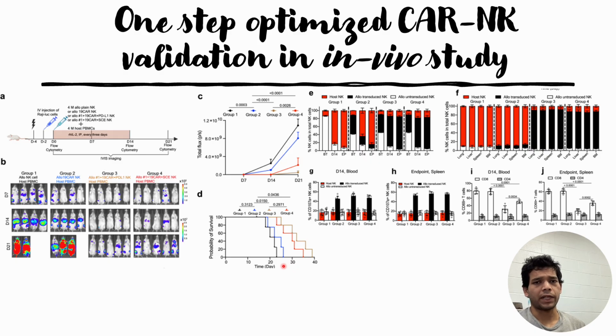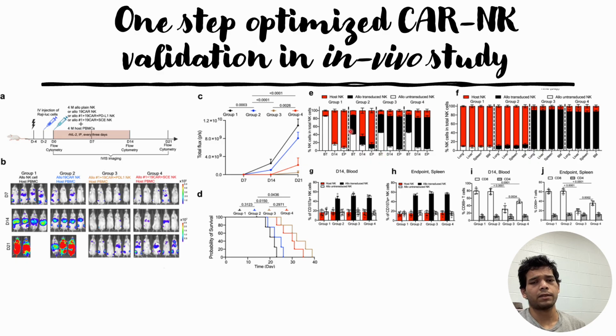Thereafter they also checked the amount of these allogenic NK cells in different conditions at different time intervals, and they saw that for group 1, the amount of untransduced allogenic NK cells is initially around 80%, but it goes down to 10% after day 14. For group 2, they see the same thing, that the untransduced allogenic NK cells go down, and this is true for group 3 and group 4 also.